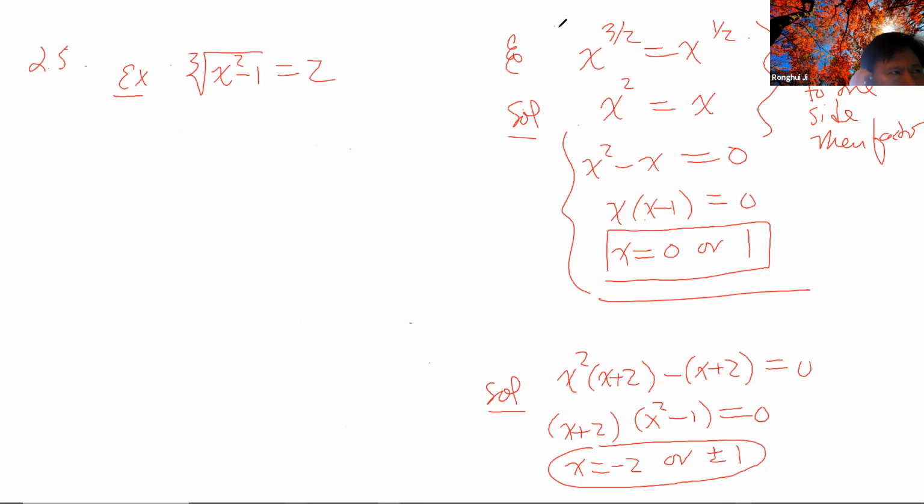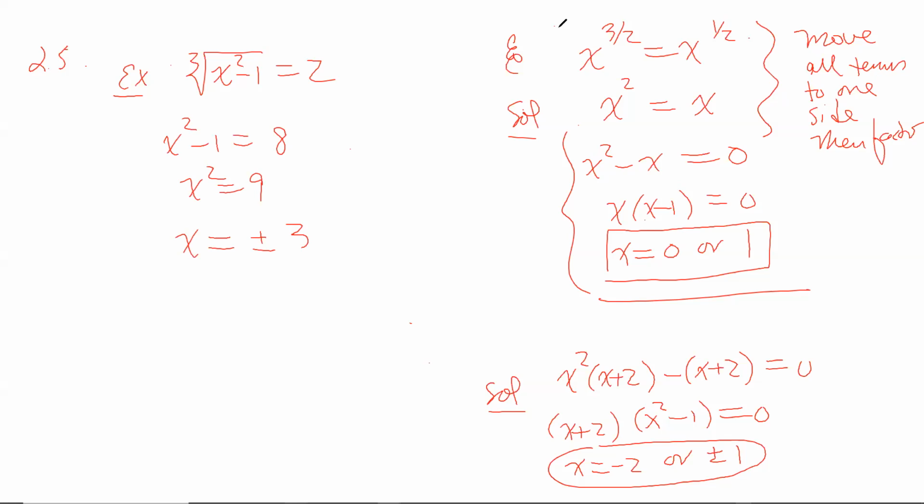A radical is like a black box here. The cubic root of something is a black box. You cannot really see things, so you have to open the box. Open the box, and you get x squared minus 1 equal to 8, okay? Then you get x squared equal to 9. This time you don't need to move to one side because we know how to solve this. x equals plus or minus 3. That's how you solve it.